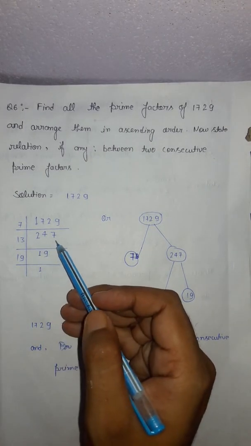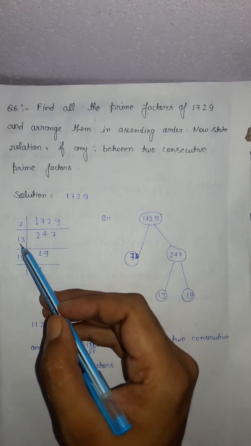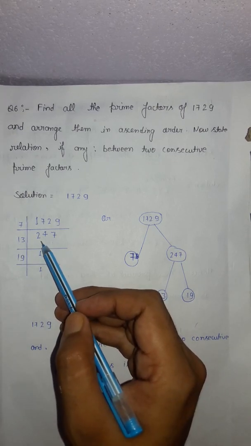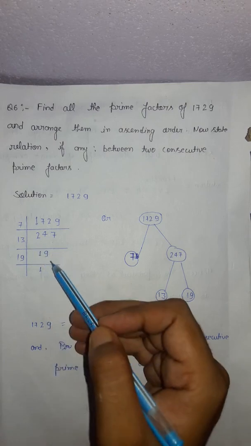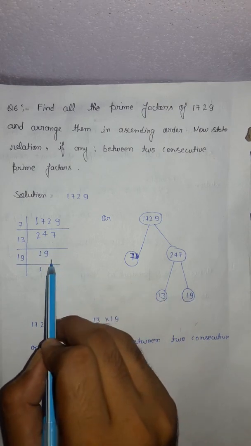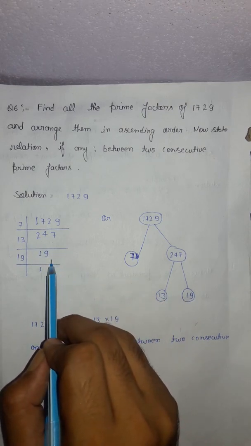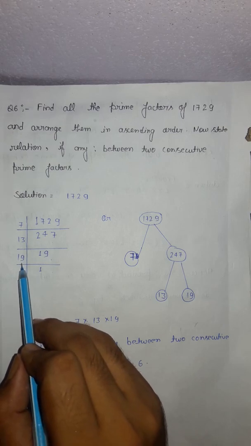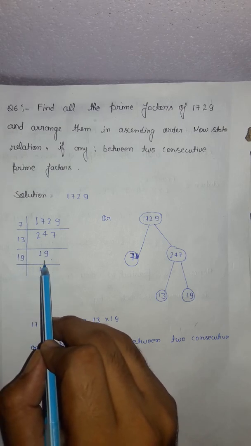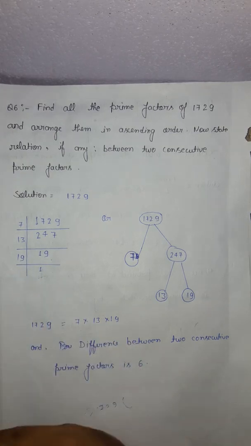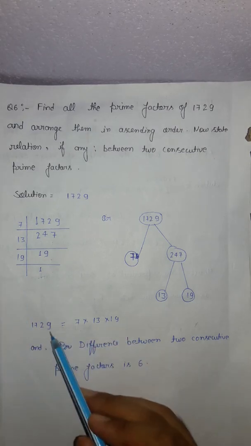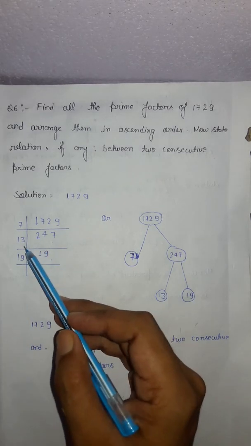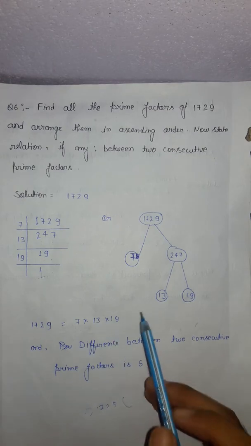Now 247 is divisible by 13. When you divide 247 by 13, the result is 19. 19 is a prime number, so we divide it by 19 itself and we get 1. So our factors are 7 into 13 into 19.